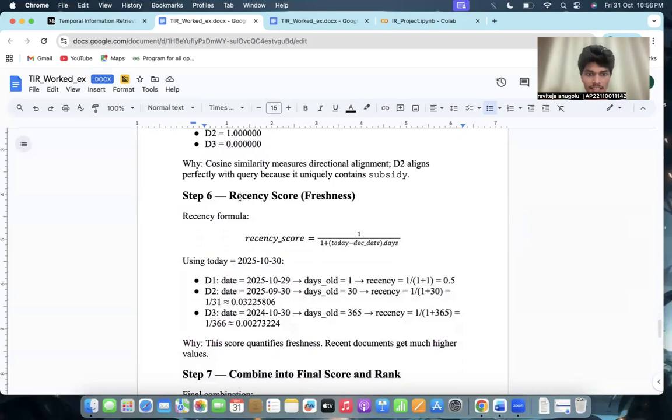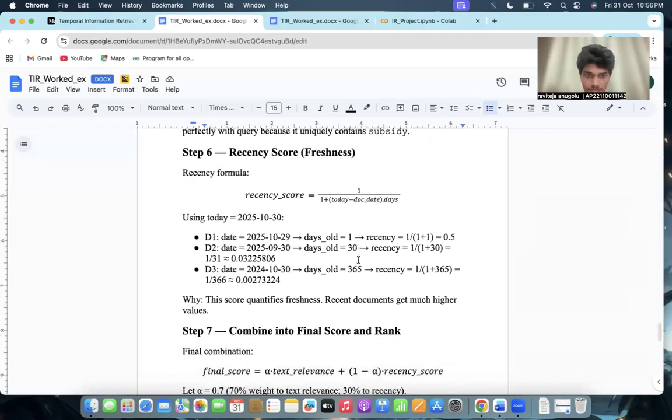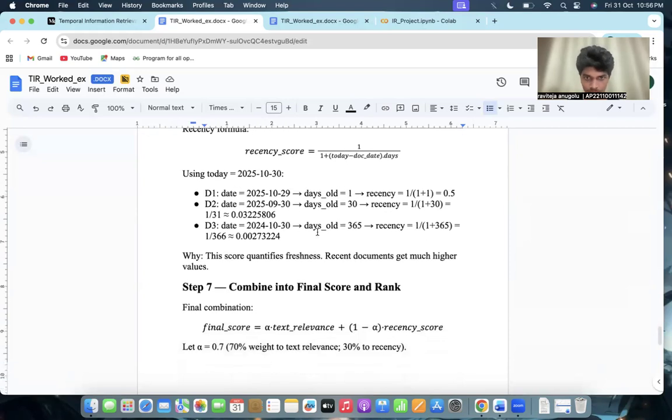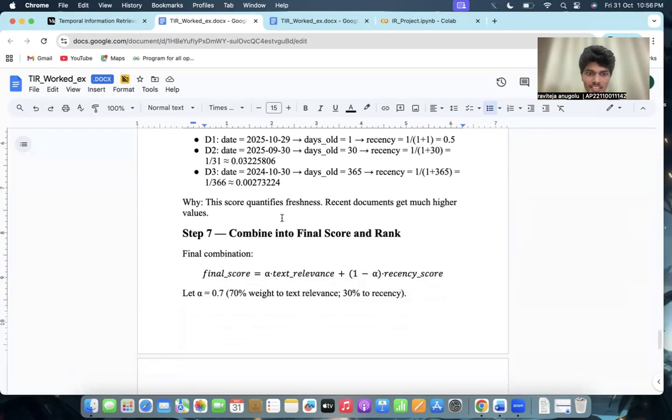Now we will be calculating the recency score, which is the freshness, that is, how near the data is to today's date. The recency score is calculated using the formula 1 divided by 1 plus today minus document created day, in number of days. By using this formula, we get values like 0.5, 0.03, 0.002, like that.